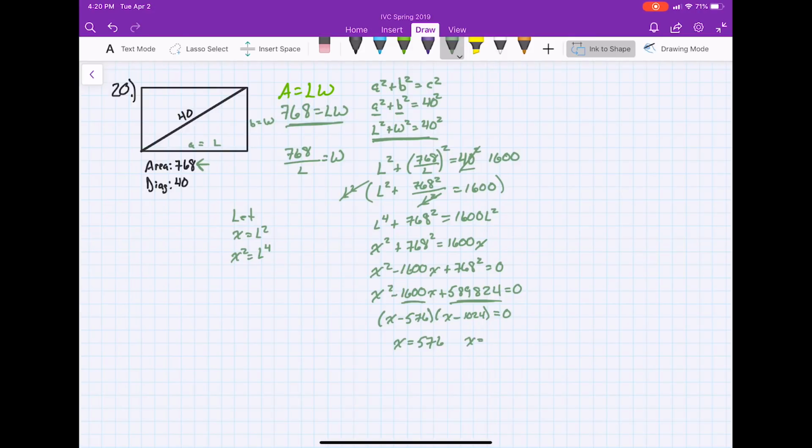Anyway, x is equal to 576 and x is equal to 1024. Those are our two values. So it doesn't really matter which one we make which, but we can say L is equal to the 1024, W is equal to the 576. But remember, we let these be equal to something squared. X was equal to L squared, so these are all still squared. So we need to find the square root of both of these. That's why these numbers are still really big in comparison to our hypotenuse, which was 40. So to get these back in line, we need to find the square root of these. So 1024, square root of that is 32. And 576, the square root of that works out nicely to 24. So those are our values for this guy.